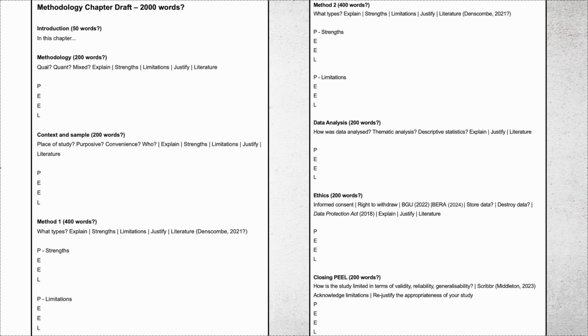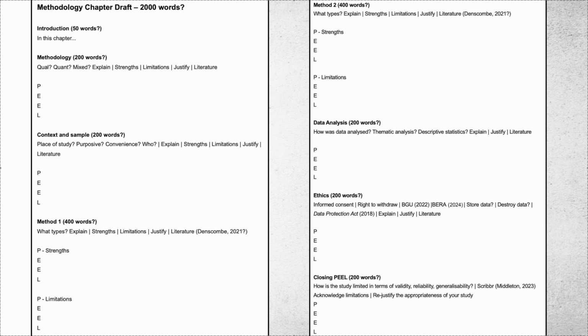Method 1, 400 words. That gives you the option to write a paragraph on your method's strengths, a paragraph on your method's limitations. So you're going to open with a point about which method has been chosen. You're going to underpin it with literature. Explain a little bit about this method.